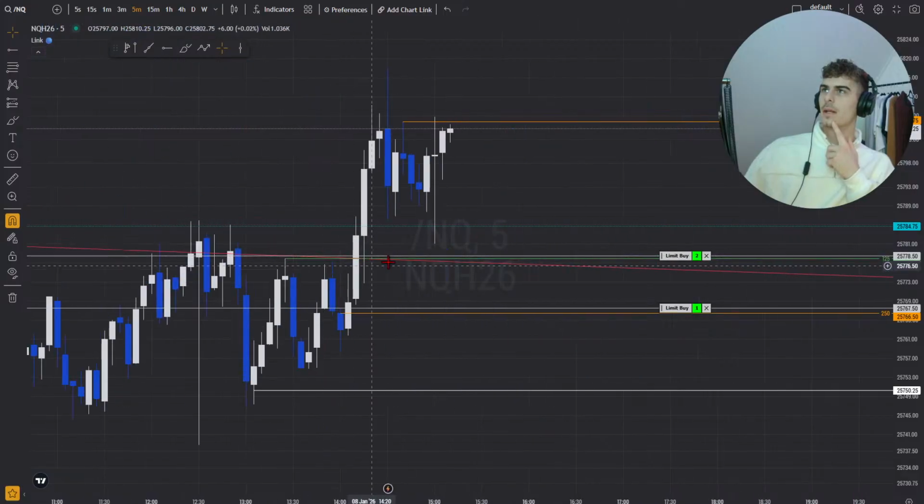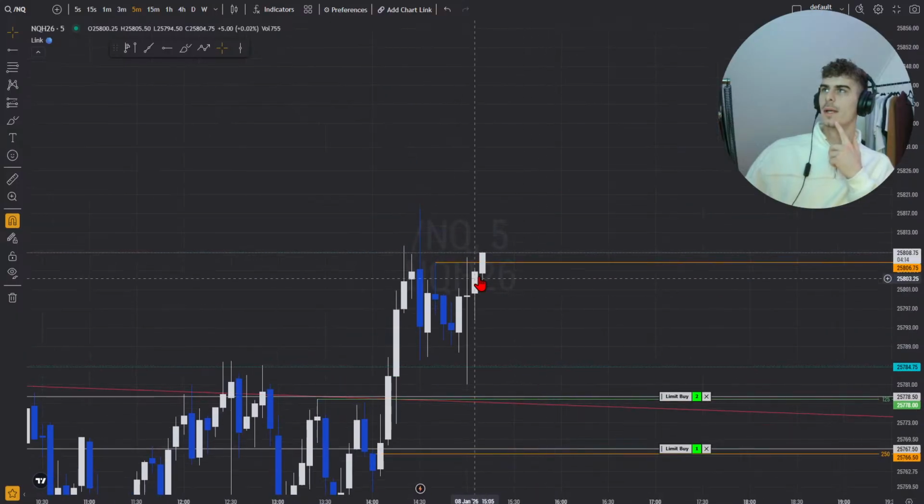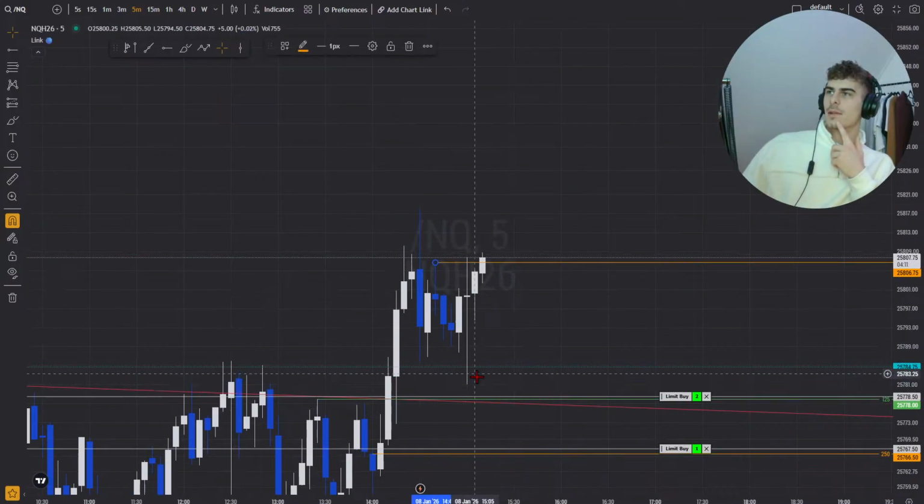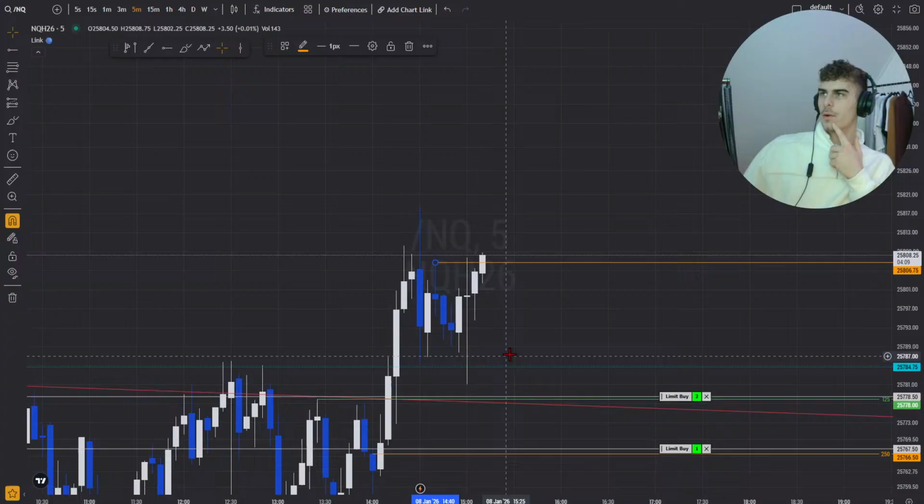I still think we can come down to this level and pull up, or come down to this level and then pull back above this, because this is your polarized moment. It's just unfortunate that we get front run because we got the wrong level.